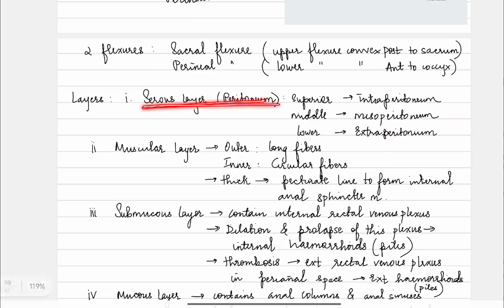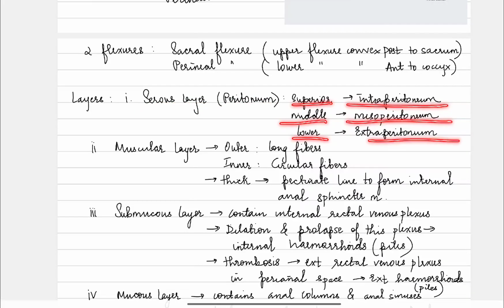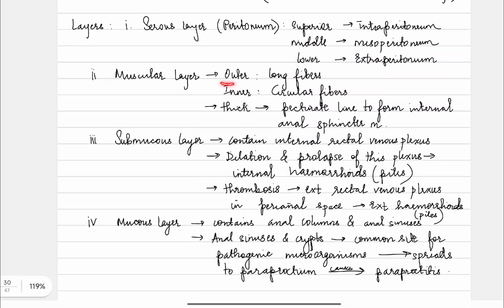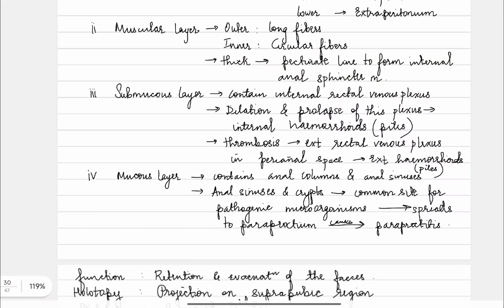There are layers. Serous layer, which is peritoneum: superiorly intraperitoneal, middle mesoperitoneal, lower extraperitoneal. Muscular layer, outer longitudinal, inner circular, thickened at the pectineal line to form the internal anal sphincter muscle.